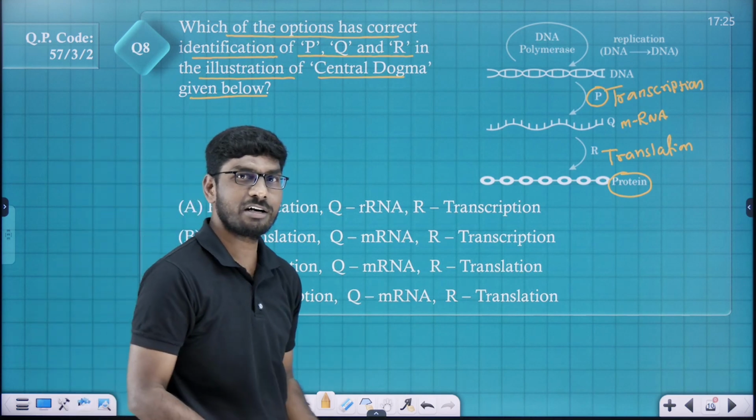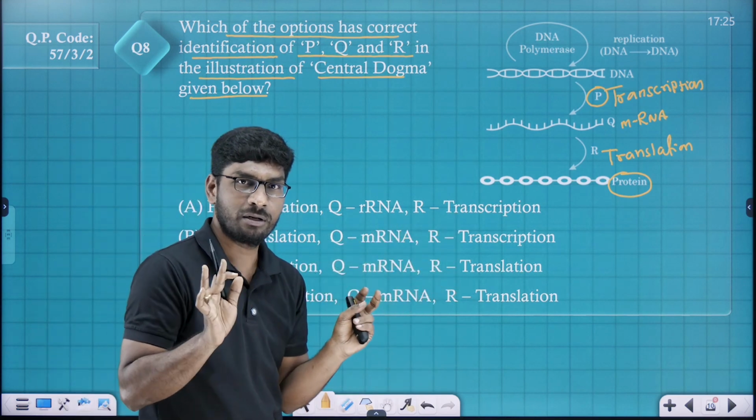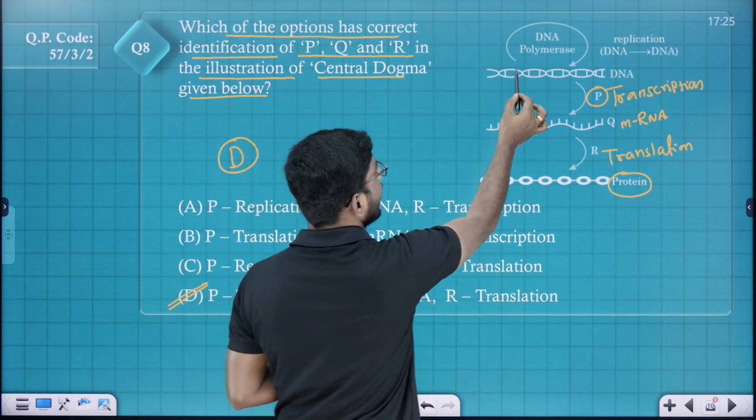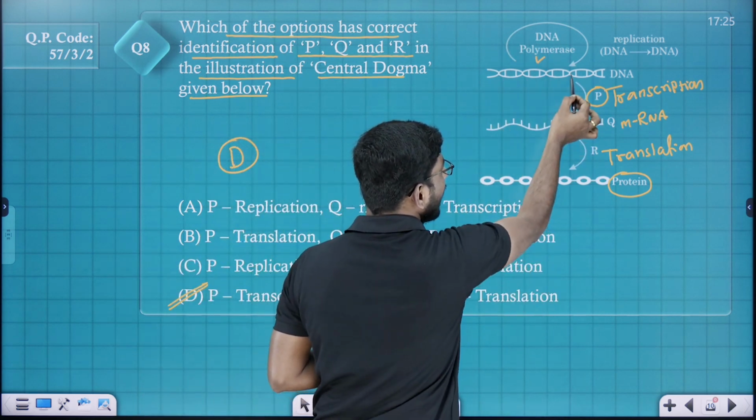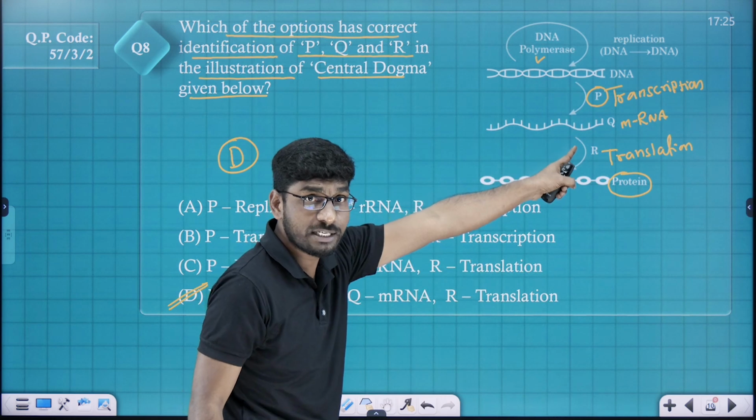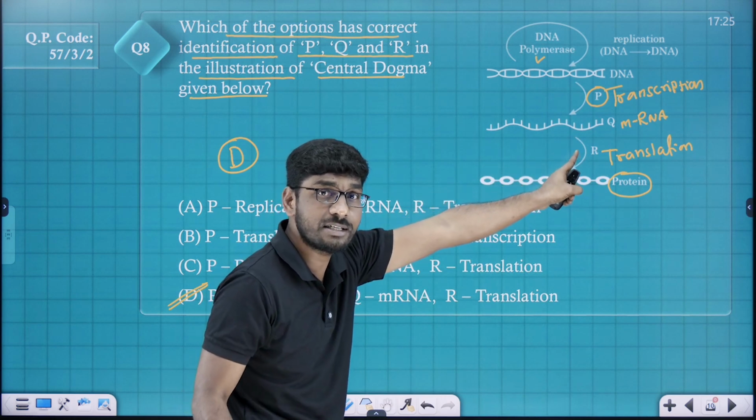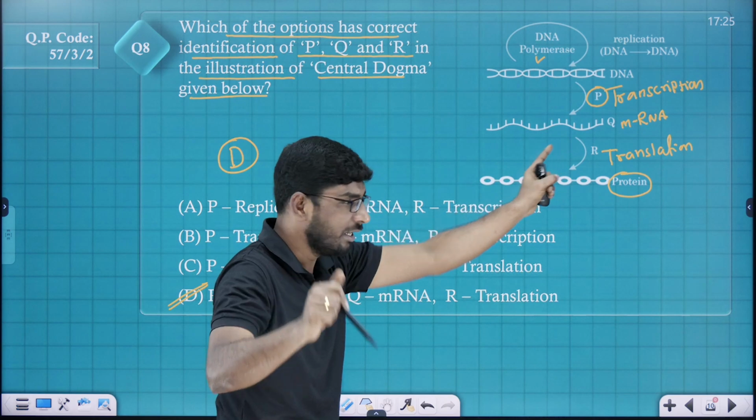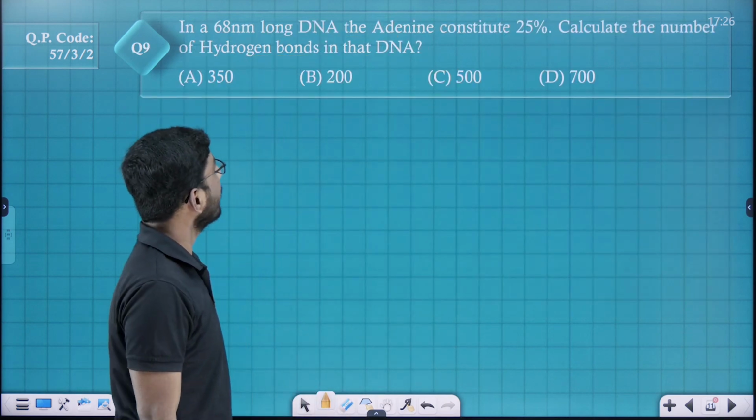Simplest question. Central dogma diagrammatic question, the simplest one. I'll ask one question here. DNA to DNA, DNA polymerase enzyme. DNA to RNA, RNA polymerase enzyme. Am I clear? RNA polymerase enzyme for transcription. Done. Next question.